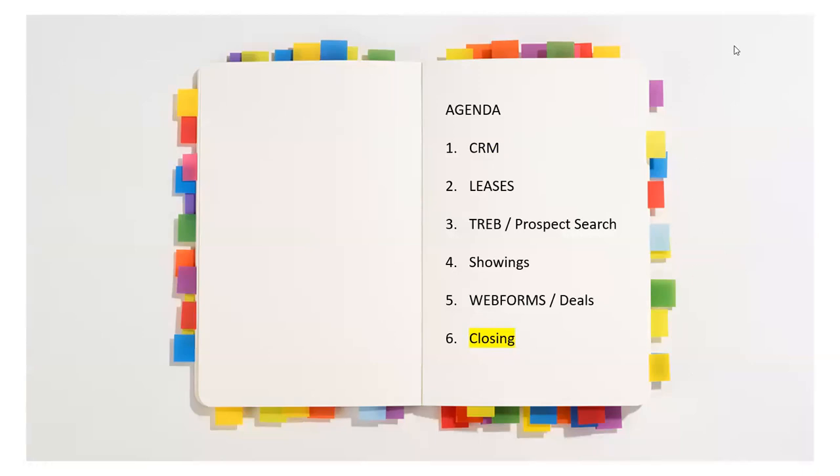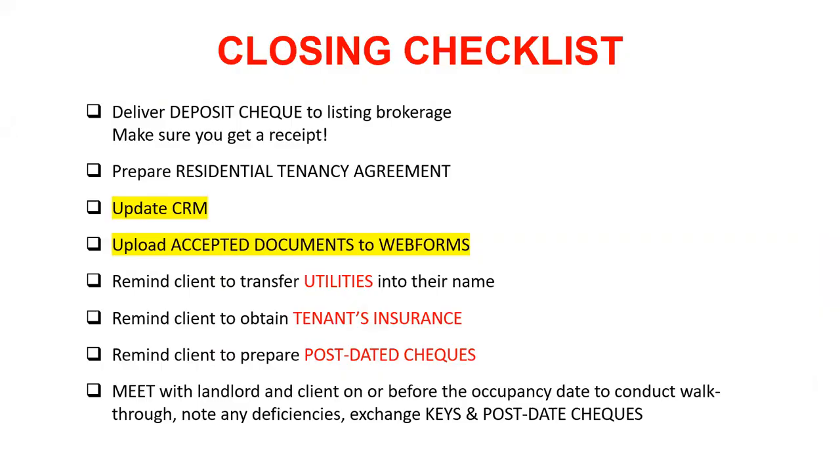So once you have it accepted, there's a couple of things that we need to do. So we have a closing checklist. I'm going to talk about this just for a couple minutes, and then I will get to your guys' questions. Because yeah, we have an accepted offer. We've now done all of that work and we have an accepted offer, which is very exciting.